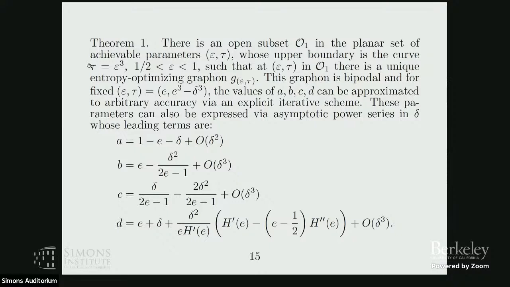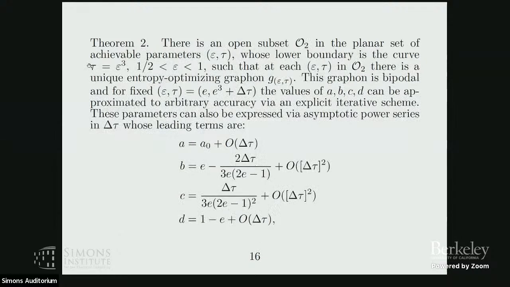Anyway, in that lower set, here's the asymptotic expansion for A, B, C, D. I'm using this notation here to understand what E and delta are. It's defined here. So E is just epsilon, but delta is the deviation of tau from the value on the curve. So that's the asymptotic expansion below the Erdős-Rényi.